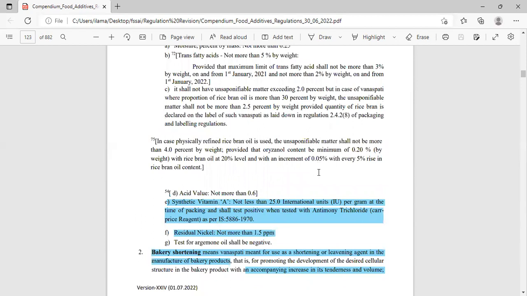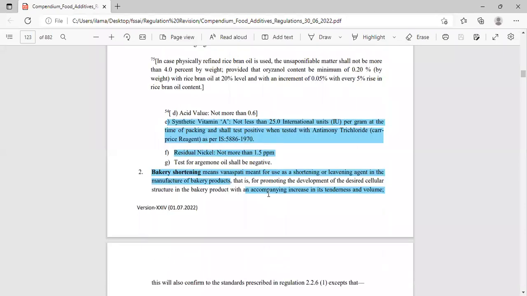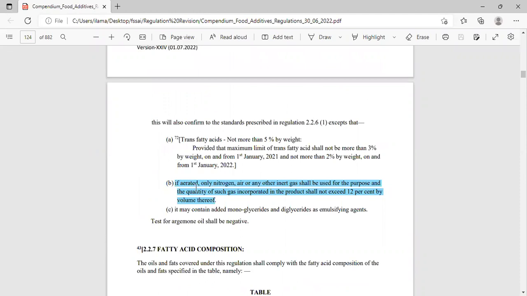And then if we are using synthetic vitamin A, it has to be not less than 25 international units. And since its hydrogenation process uses nickel as a catalyst, the residual nickel content is also not more than 1.5 ppm. Shortening is a type of vanaspati which is exclusively used for shortening and leavening purposes in bakery. So if it is aerated, with only nitrogen or other air, the incorporated air shall not exceed 12% by volume.